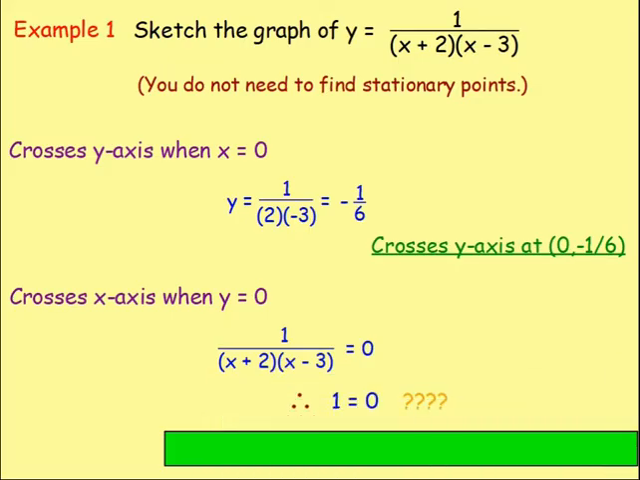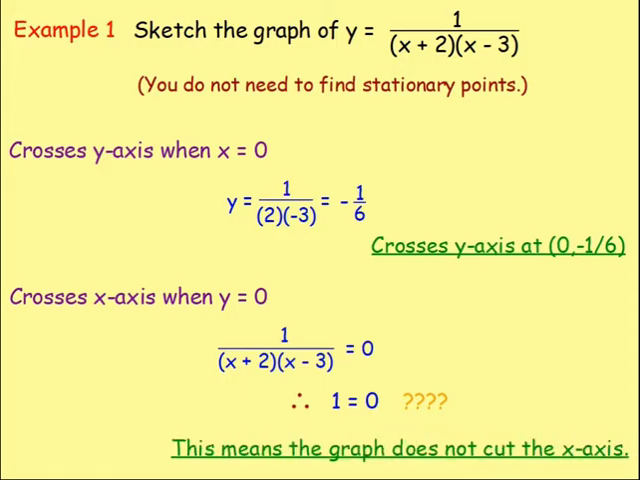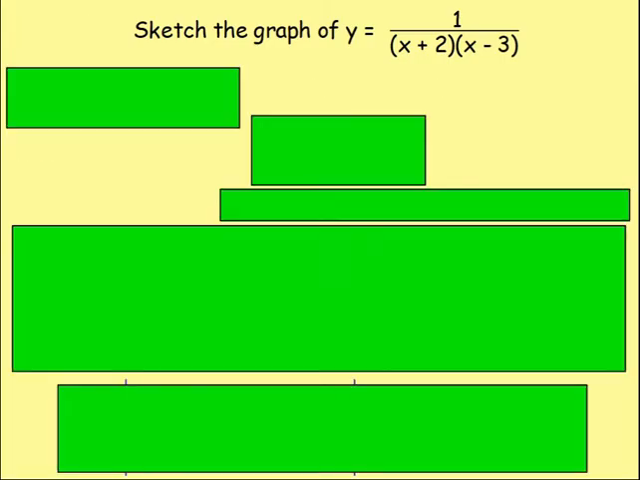Say what? That doesn't make sense, so you have to say what it means. Obviously, 1 does not equal 0. So what does that mean in terms of the graph about it crossing the x-axis? Perfect. It means it does not cross the x-axis. If you get something that doesn't make sense, it means it doesn't cut it. So we have dealt with where it crosses the x-axis, where it crosses the y-axis.